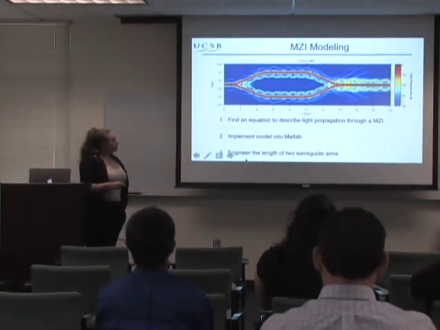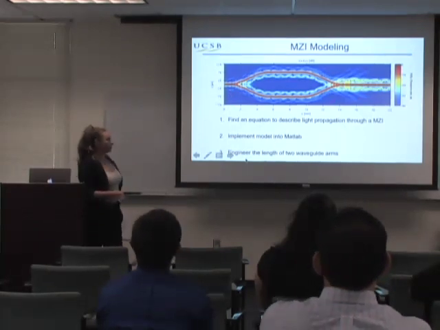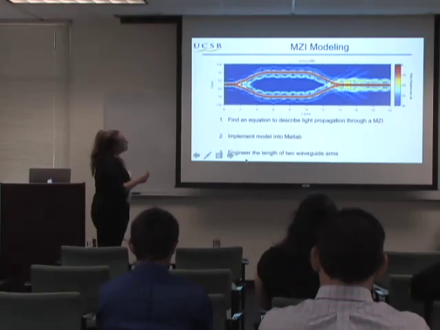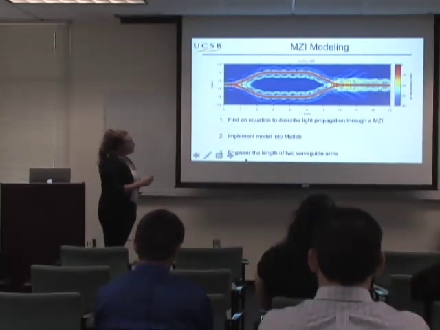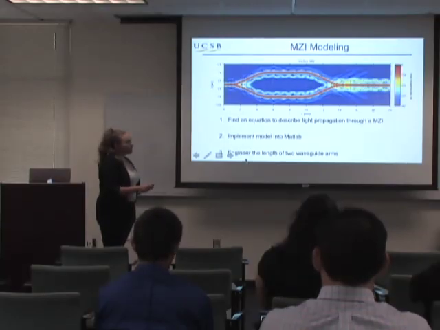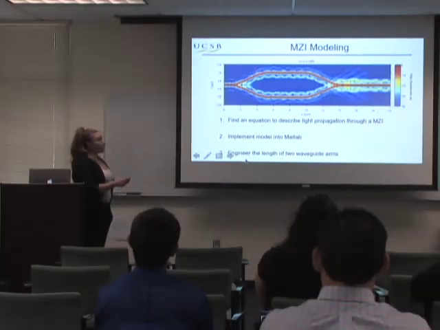This is a simple schematic of a Mach Zehnder interferometer. The Mach Zehnder works as light propagates in one direction, and at the first Y junction, there is a split, and the light continues to travel in the two waveguides, and then is recombined at the end point. And this is the Mach Zehnder model.